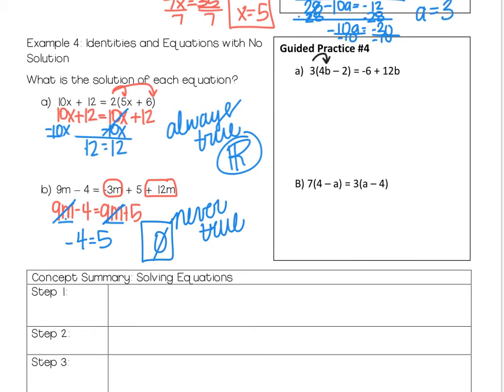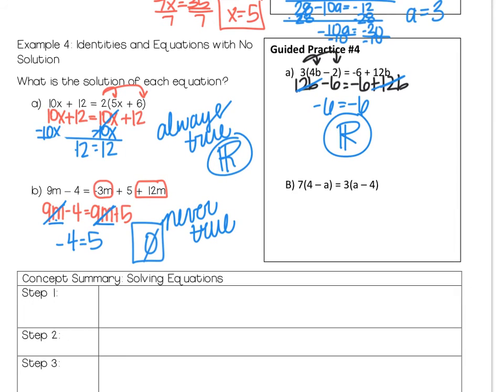Okay, for your grouping symbols, you need to distribute, so you get 12b minus 6 equals -6 plus 12b. You have positive 12b on opposite sides of the equal sign, so those are actually going to cancel, and you get -6 equals -6, which is a true statement, and it means that my answer is all real numbers. This symbol is the symbol for the set of real numbers.